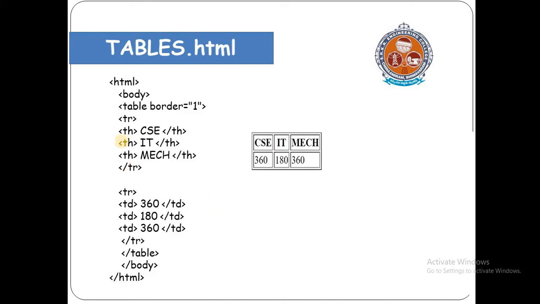So let's see the example. In some of my programs I'm not writing head, and it is not a big deal. So here, see, I have started table. This is one of the attributes, border. If you give border equal to 1, it will show the border. If I give border equal to 0, it will not show any border, just it will show CSE, IT. So first row, this is one of the rows.